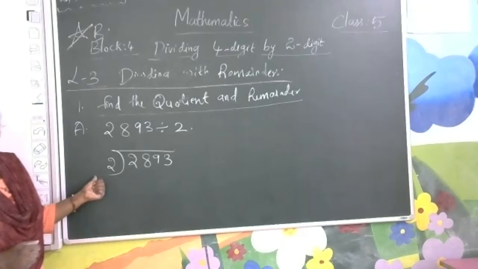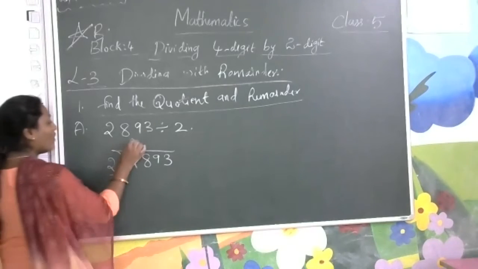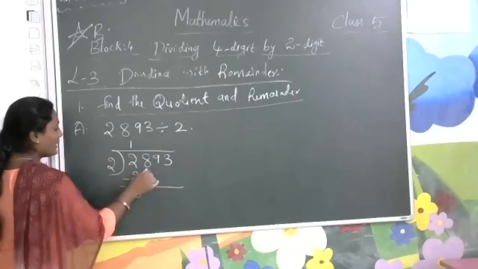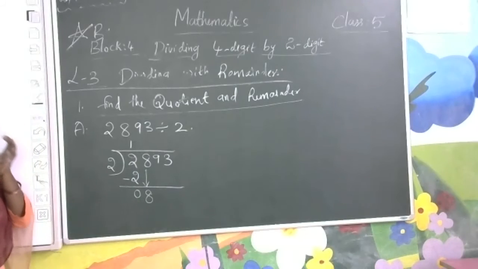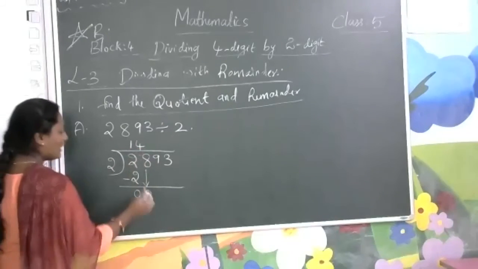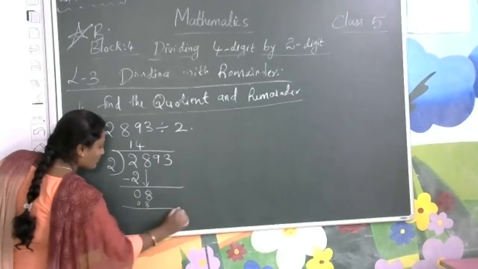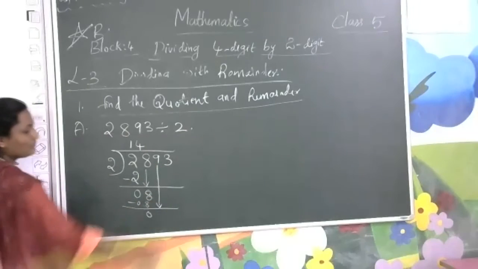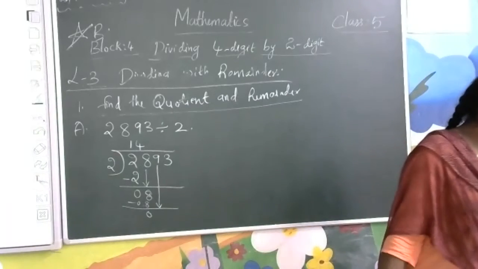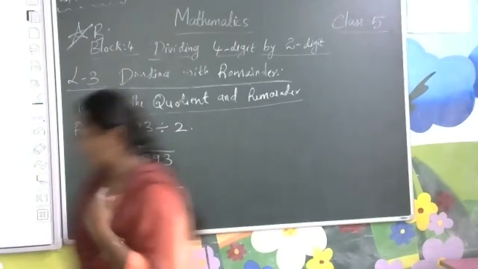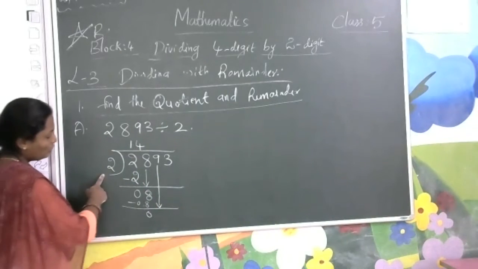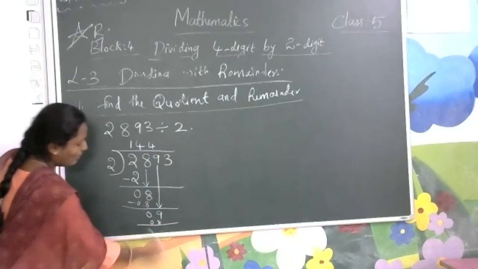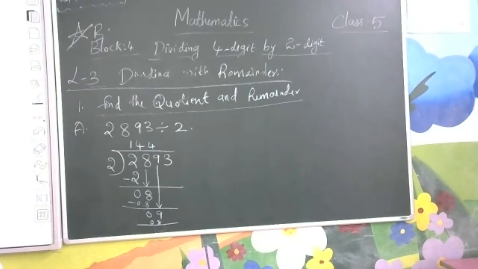2 ones are 2. Okay. 2 minus 2? 0, ma'am. 0. Next number 8. 2 4s are 8. So 8 minus 8. 0, ma'am. 0. Next 9. Nearest number, 2 4s are 8, ma'am. So remainder, 9 minus 8. 1, ma'am.